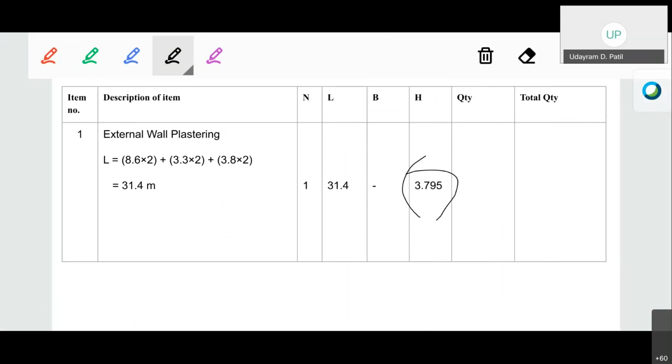Okay, keep checking whether what we write is the same as what is in our calculator. Or whatever we have written, check that the same has been considered in the calculator. Okay, because this minor mistake is going to be costly for you. And so 3.795, multiplying length with height, that will give us the quantity.